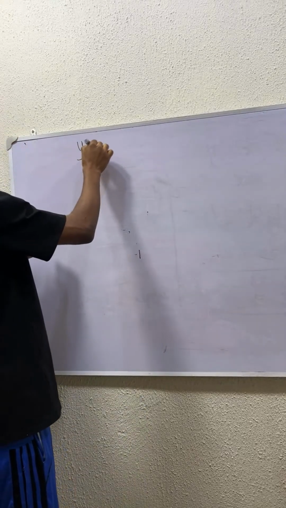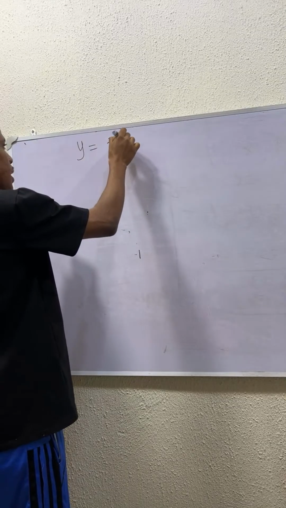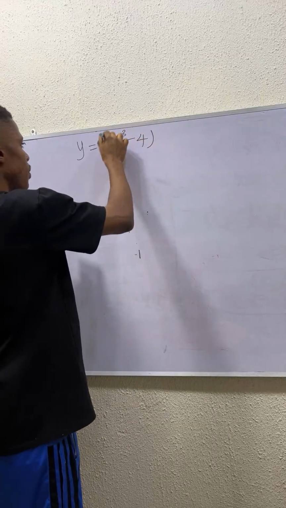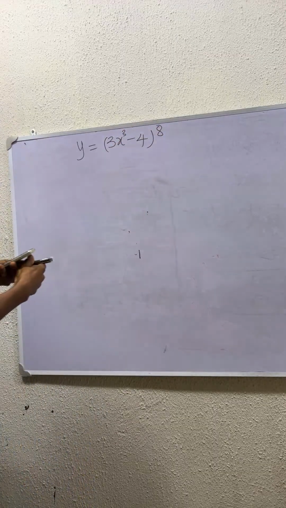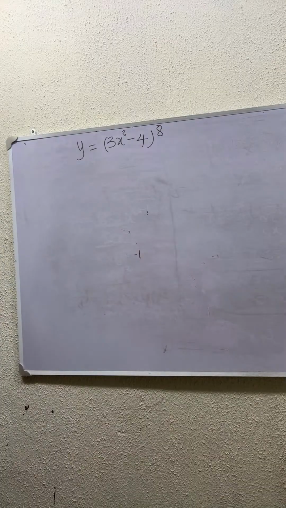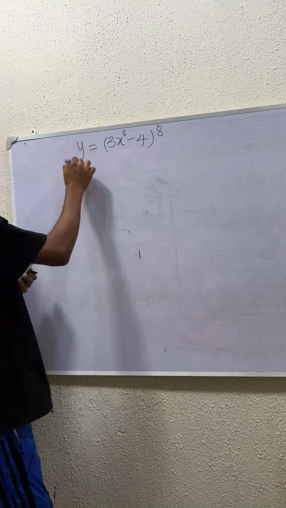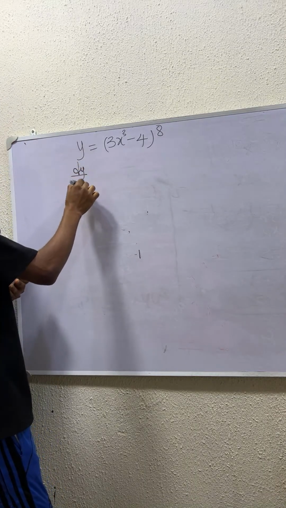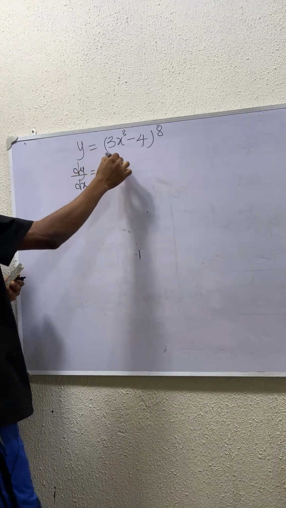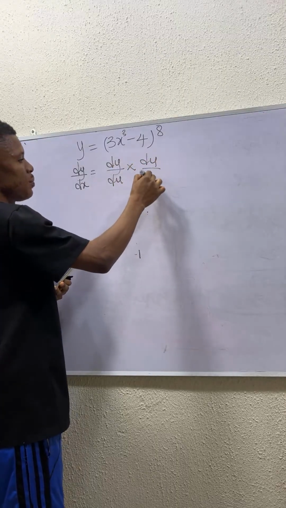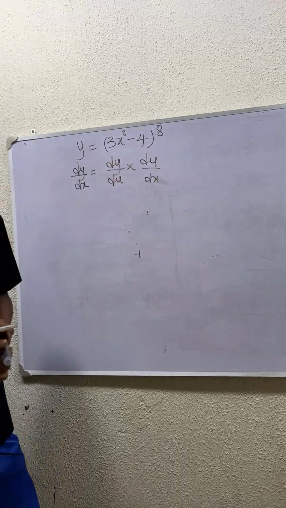Let's look at this one. y is equal to (3x cubed minus 4) power 8. Okay, let's try to differentiate this particular function. To differentiate a function like this, it is very easy. Remember, differentiating y with respect to x only allows us to differentiate y with respect to u multiplied by differentiating u with respect to x. This is the ideal formula for such differentiation.